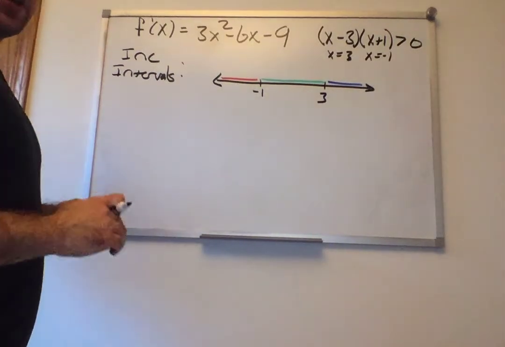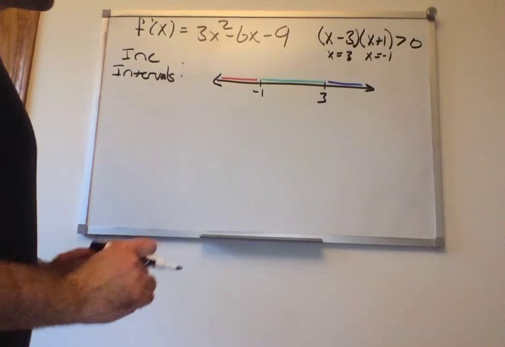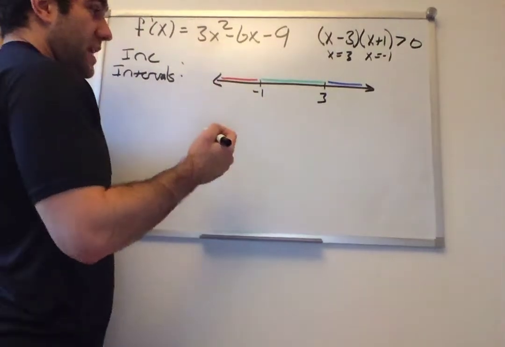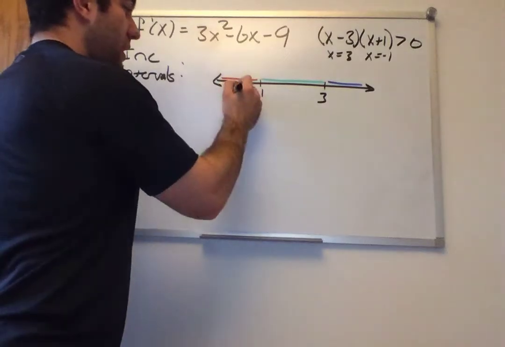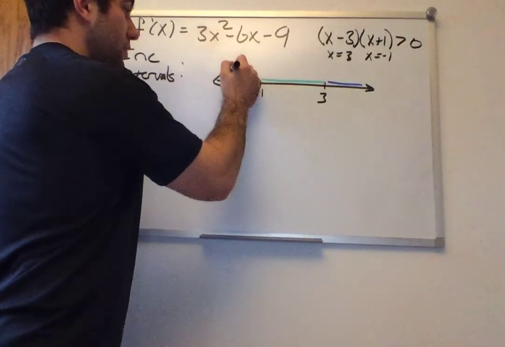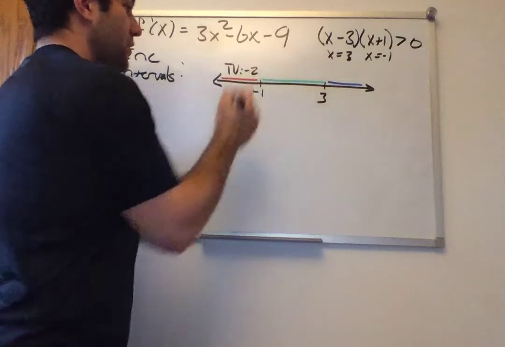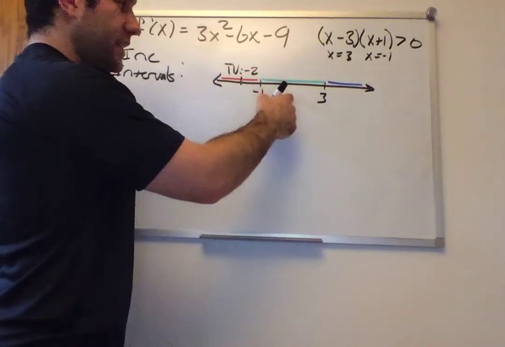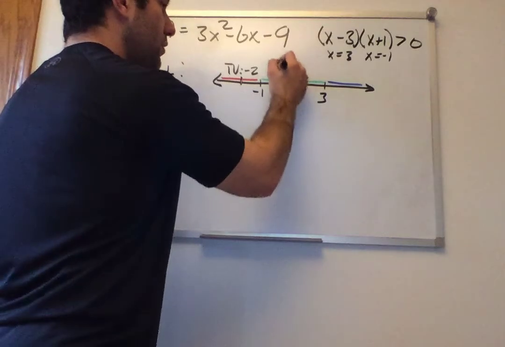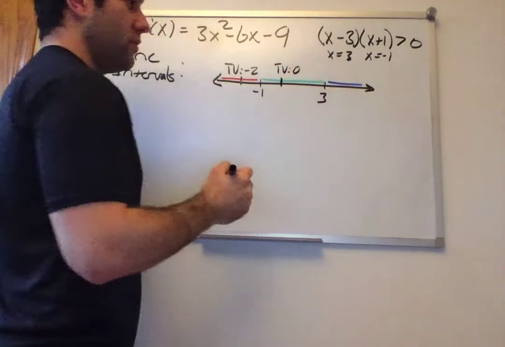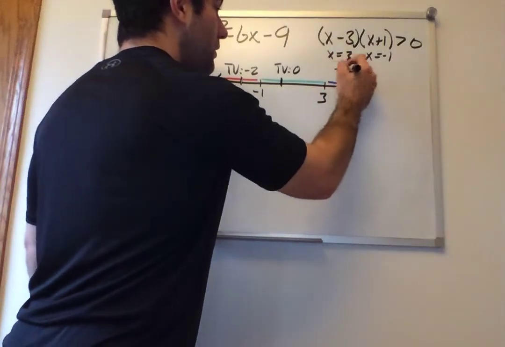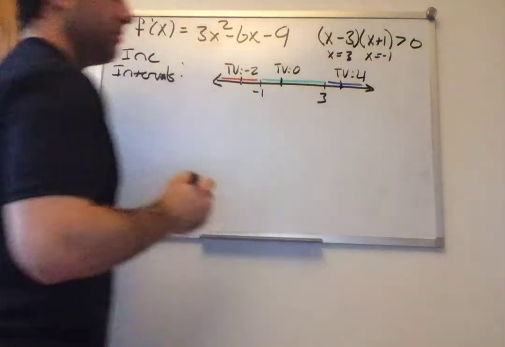Okay, so now what we do, we pick test values from each interval. Now, this interval over here, I'm going to just pick the easiest number I can think of. I'm going to pick test value -2. So, right there. This interval contains 0, so test value 0. This interval over here, I'm going to pick 4, test value 4.